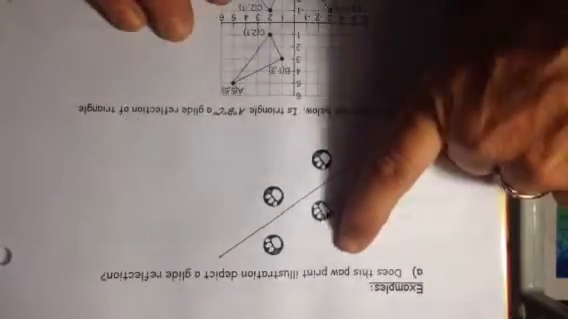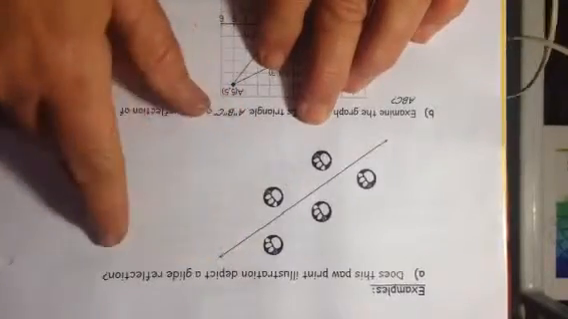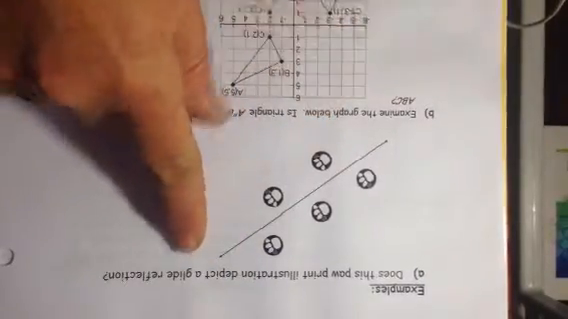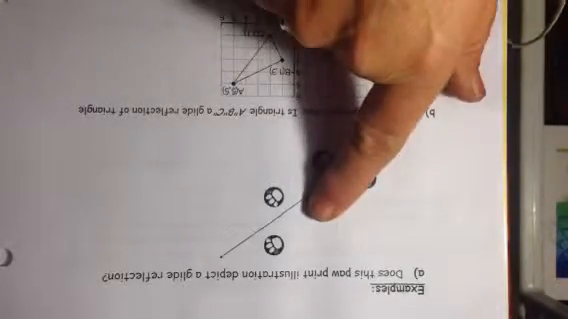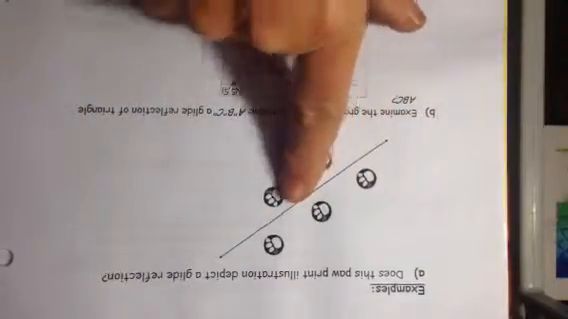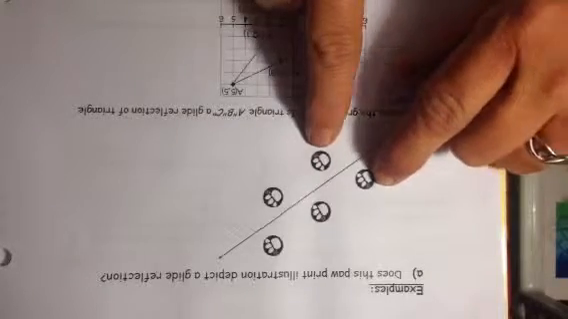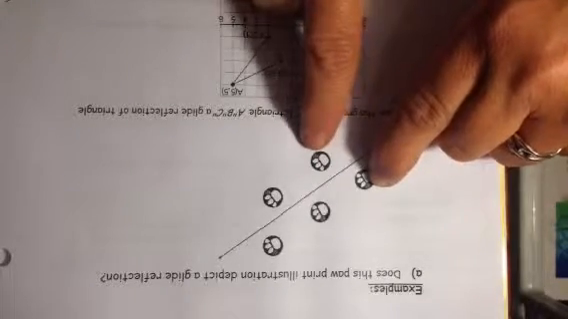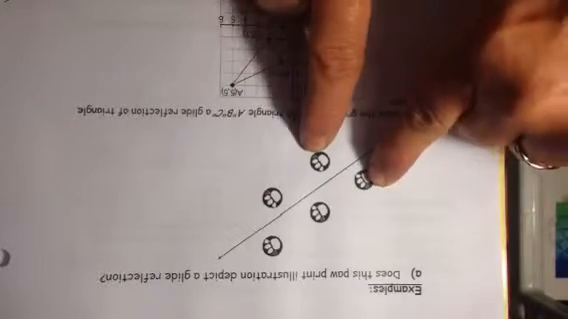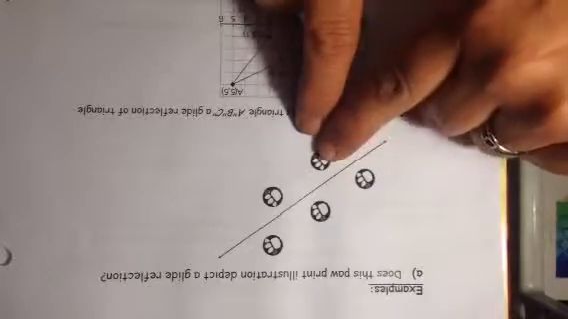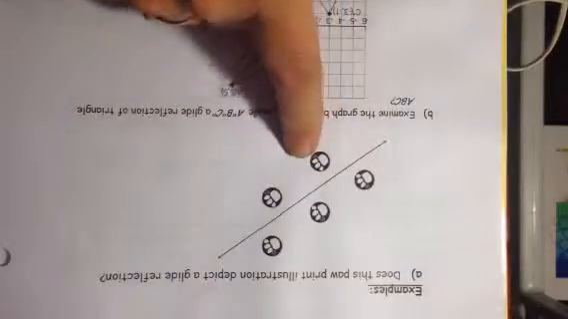So here's an example. Does this paw print illustration depict a glide reflection? Does it glide? Does it move? Yes, it moves up, moves over here, moves over here. So yes, it definitely glides. Does it reflect? If you can see a colored in thumbprint or paw print, you can see that it is flipped to this side, and then flipped, and then flipped. So yes, it is a glide and a reflection.